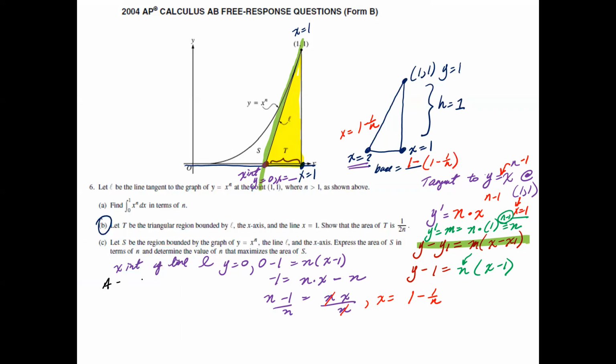Now to find the area of the triangle, it's 1/2 base times height. So I'll have 1/2 my base, and my base is 1 minus 1 over n, times the height, which is just 1.